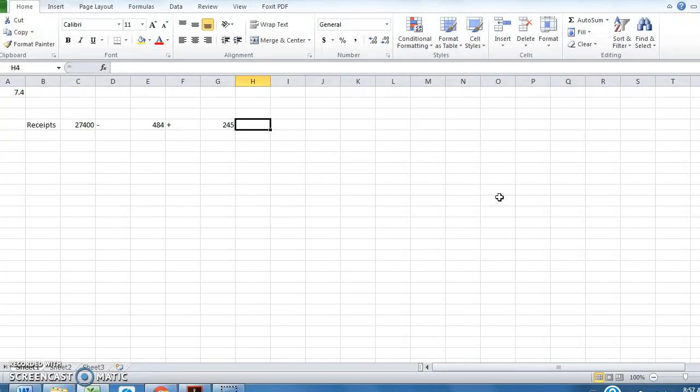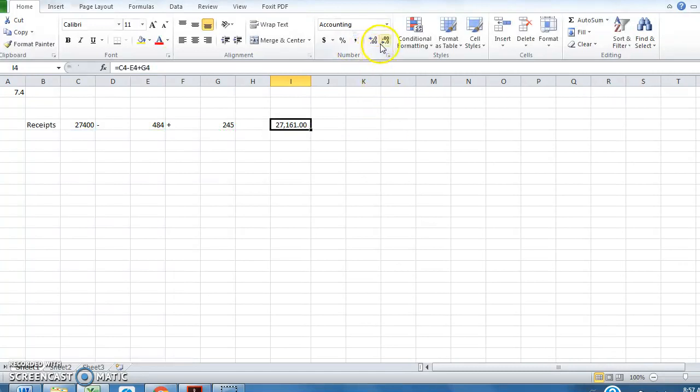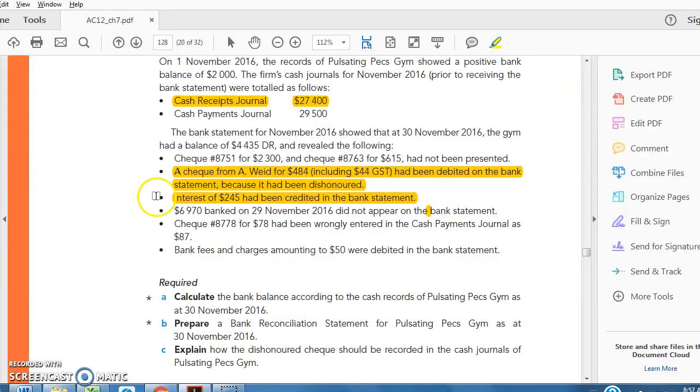However, we were unaware that there was interest, just because Bill or whoever owns the gym wasn't aware of that, so we need to now include that interest. So all we do for our receipts is 27,400 minus our dishonored check plus the interest we gained over that period, and that gives us $27,161.